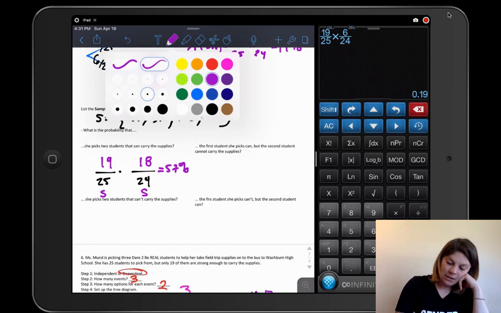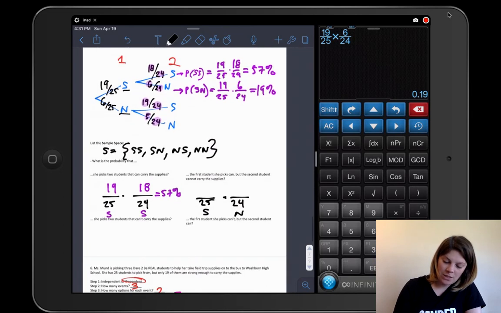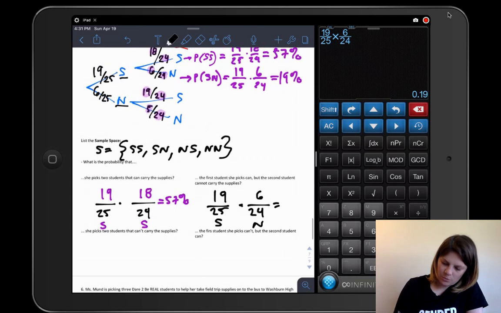Okay, let's take a look at the next one. It says the probability that the first person is strong enough, but the second person is not. We're gonna set up our denominator right away. And that's the one that we just did, where this one is strong enough. And then since we picked somebody who was already strong enough, there are still 6 not strong enough people left. So those guys are still there, and we already did this one. It was 19%.